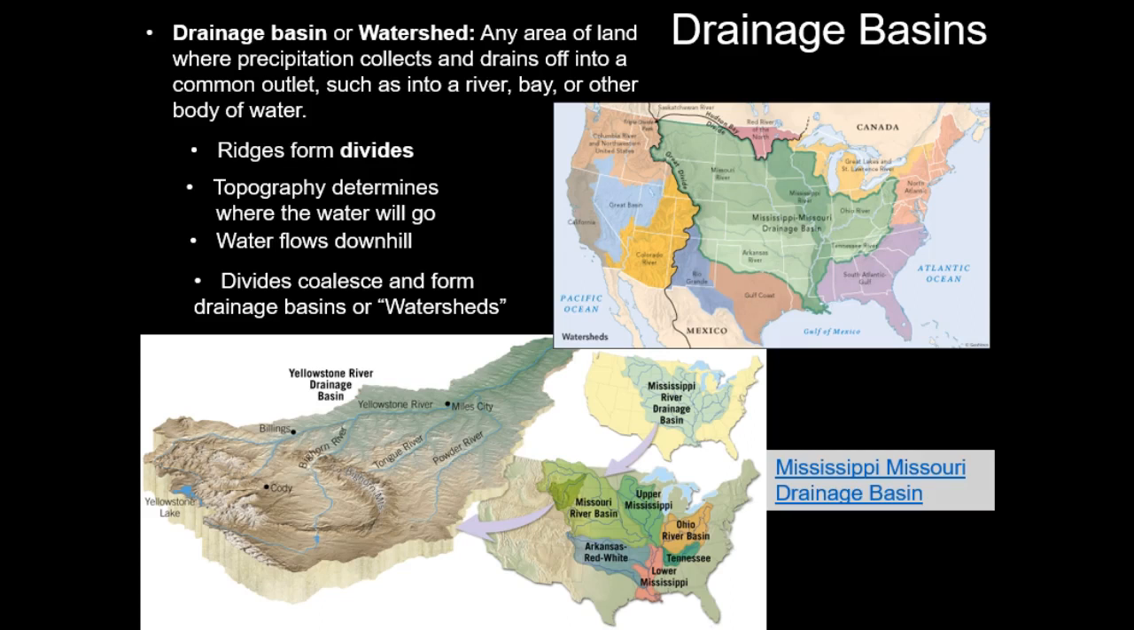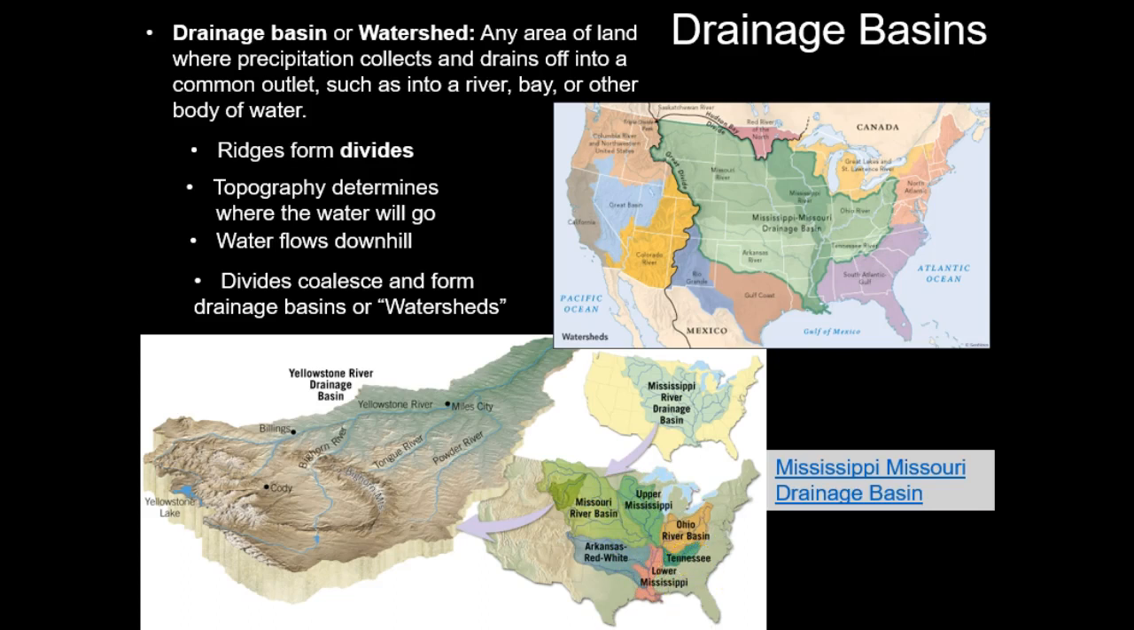Drainage divides range in scale from a small ridge separating two gullies on a hillside to a continental divide, which will split an entire continent into enormous watersheds. So, for example, the Mississippi River has the largest drainage basin in North America, carrying about 40% of the flow in the U.S. The top image, as you're seeing here in the slide, shows you the different drainage basins that we have in the U.S., and the Mississippi drainage basin itself is subdivided into 6 other drainage basins, as you're seeing in the lower picture.